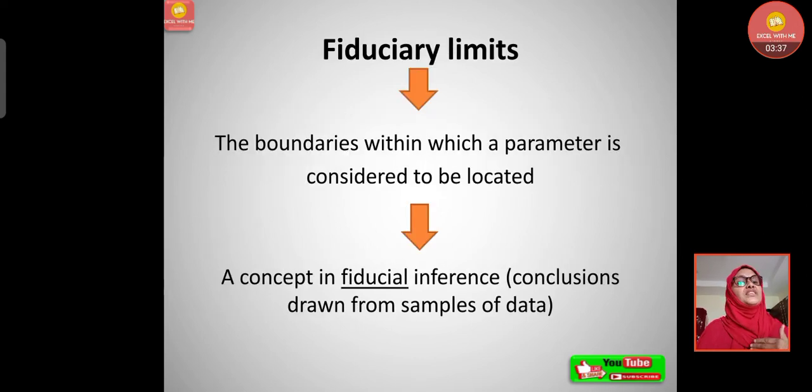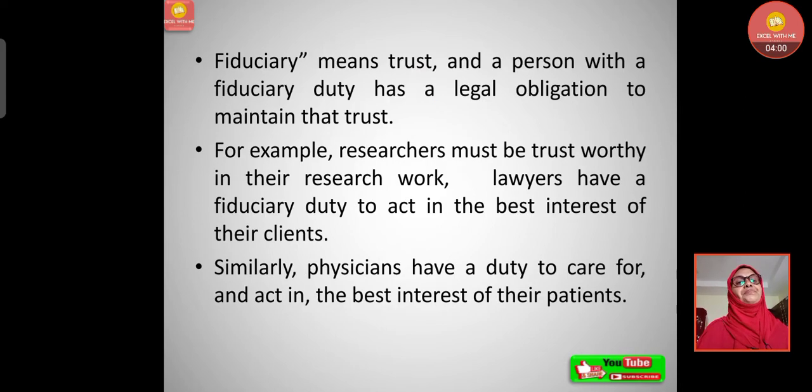So here, what is fiduciary limit? The boundaries within which a parameter is considered to be located. We should not cross the limits. Whatever boundaries are given to me as a researcher or fiduciary, I should stick to that. It is a concept in fiducial inference, that is, conclusions drawn from samples of data. Now, fiduciary means trust, and a person with a fiduciary duty has a legal obligation to maintain that trust. Obviously, when we are taking any personal information, that person should trust that researcher.